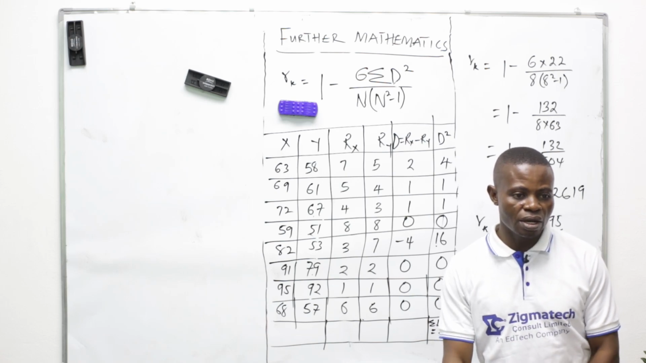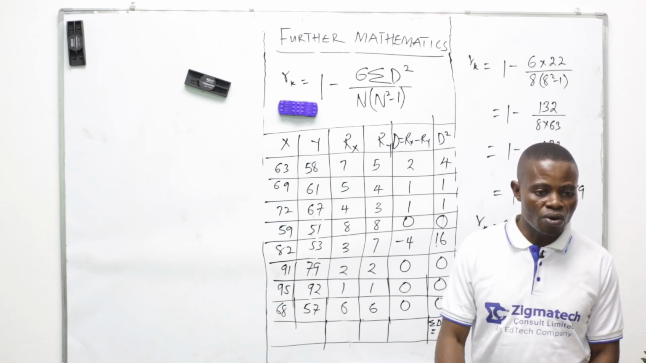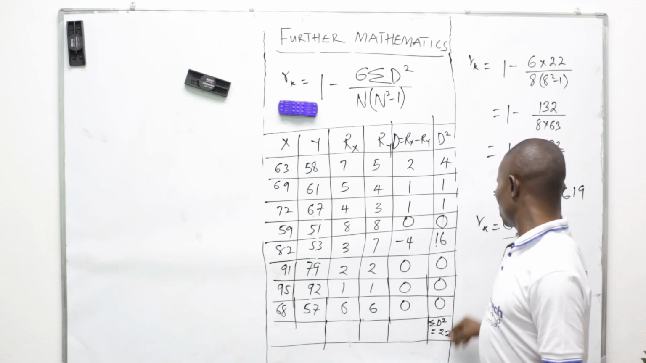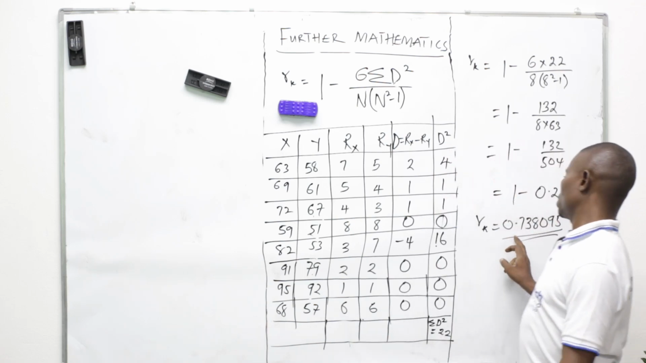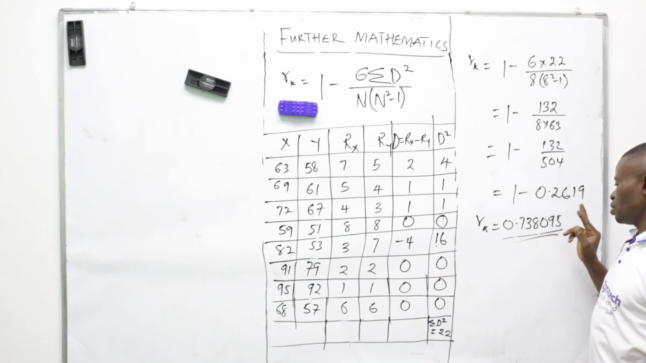So the rank correlation, Spearman's rank correlation coefficient between the scores is what? 0.738095.